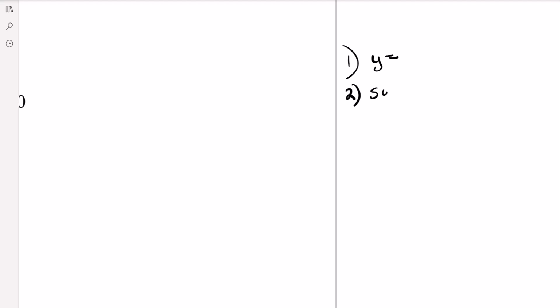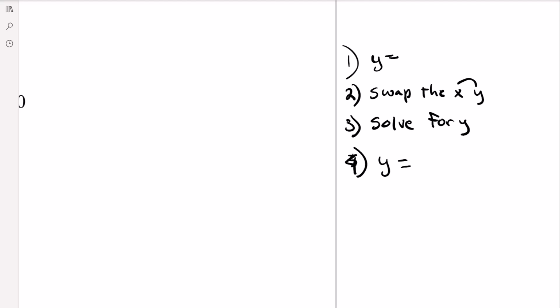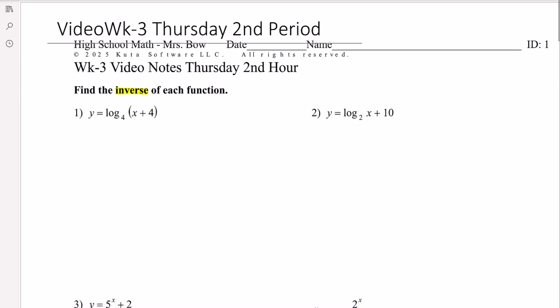Step 2, swap the x's and the y's. Step 3, get the y by itself, so solve for y. And the very last step, when it's y is equal, you're going to put the inverse notation. Because once you get the y by itself, it's because it's the inverse.